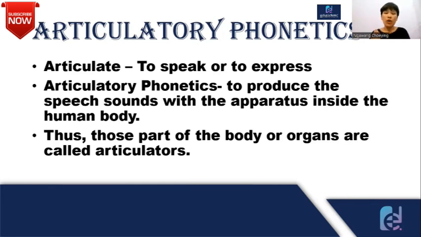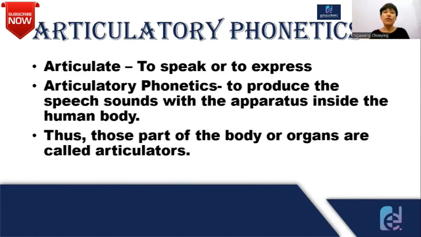Articulated phonetics are those sounds which are produced with the help of our human body. एक sound को produce करने के लिए हम किसकी help लेते हैं? अपने human body, अपने organs की help लेते हैं. उसको बोलते हैं articulated phonetics. Sounds produced with the help of human organs or the human body are called articulated phonetics. Then comes the articulated. Now what is articulated? Articulated क्या होता है? Those organs that help in producing the sound are called articulated.